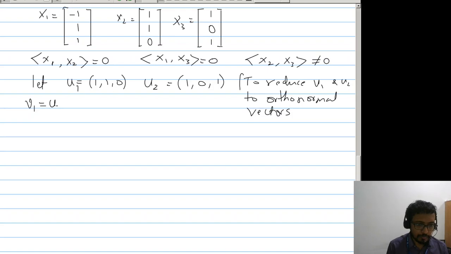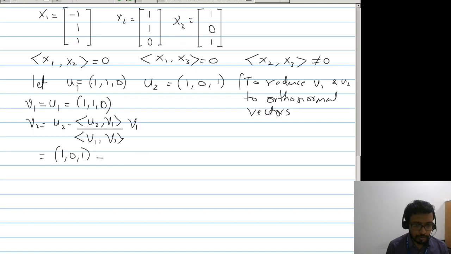Now we apply the Gram-Schmidt process. So v1 is u1, v2 is u2 minus the inner product of u2 and v1 over the inner product of v1 and v1, into v1. So this will be 1, 0, 1 minus inner product of u1 u2, which will be 1, divided by inner product of v1 with v1, which will be 2, into 1, 1, 0. This will be 1 by 2, minus 1 by 2 and 1. So let v2 equal to 1, minus 1 and 2.